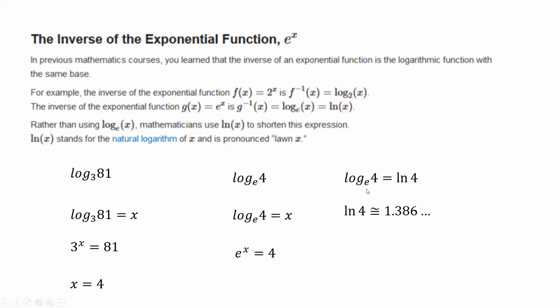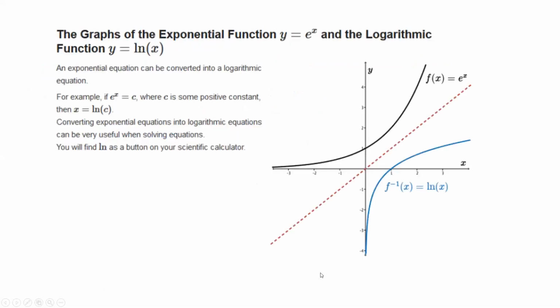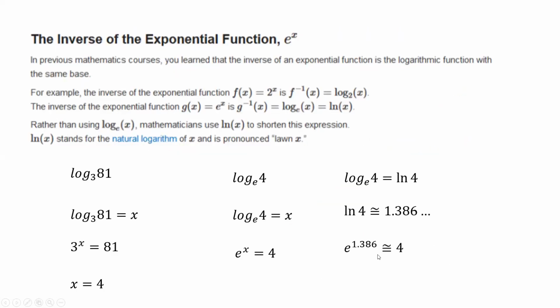So if I ask for the base e log of 4, I'm still asking the same question, which is the ln of 4, and it really looks the same as what we did with the first question over here. I can say that since this is the ln of 4, then e to the power of this number would be approximately equal to 4, just as you have it over here. I'm just trying to make the link between logs and exponents, and also, when the base is e, what exactly does that mean?